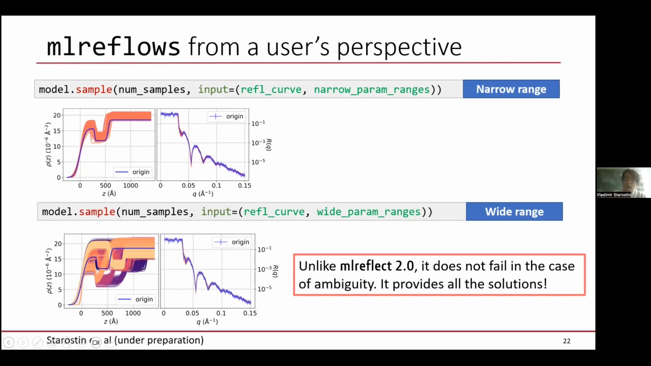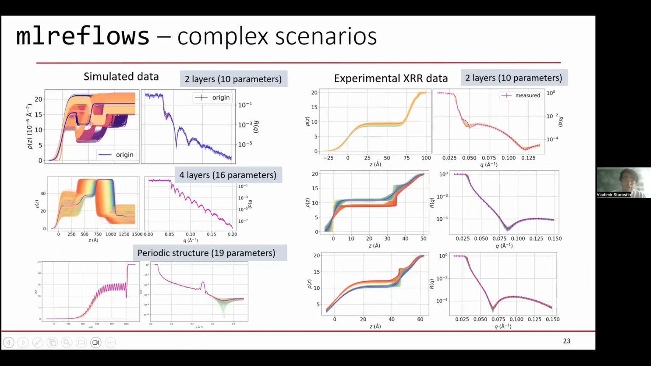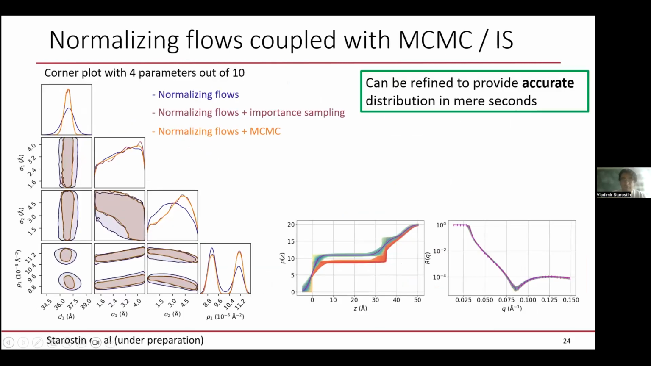But what if we don't know so much about our sample? If we widen up the parameter range, then the model, instead of failing as in previous cases, will give us all of the solutions. It will give us all of these different branches of solutions that you can see here, and there might be a lot of them, right? And here's a gallery of complex scenarios, on the left side with simulated data, and also some experimental data on the right side. And I will just briefly go through a very important topic, how accurate it is.